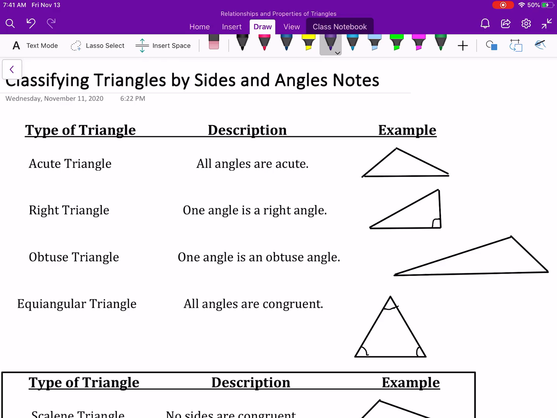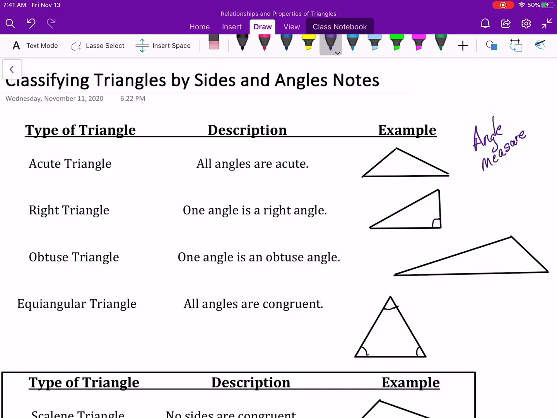So if we're describing with angle measure, that's the first ones we're going to look at. These are all by angle measure, or the size of the angles. There are four names: acute, right, obtuse, and equiangular. And you will need to know and understand the vocabulary so that when we use it in class, you'll have a mental image of what we're talking about.